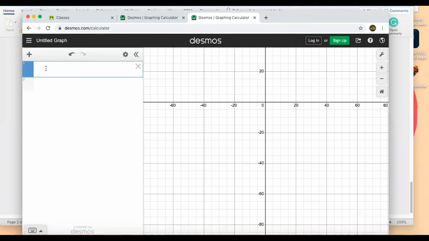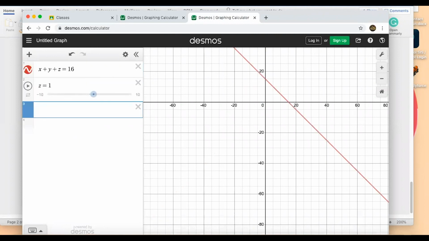Ms. Perez, can you have me read the equation, please? The first equation: X plus Y plus Z equals 16. Excellent. What is the next one? And then we had Z equals X plus Y, but we need to graph it as X plus Y equals Z. Otherwise, it won't show.